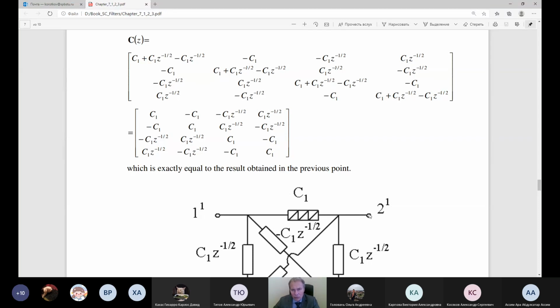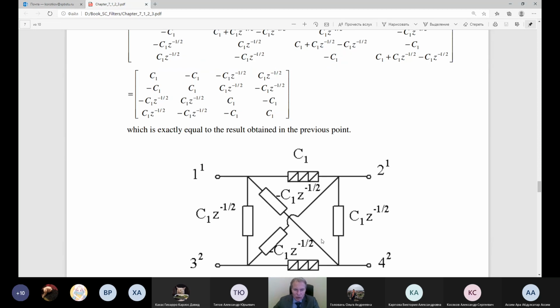So for the second node, this one, we have the same situation. Also we have 3 conductances, and also it is the summation here. C1 with the time delay, and minus C1 with the time delay. Of course, exactly the same situation with the node number 3 on the second phase and the node number 4 on the second phase.